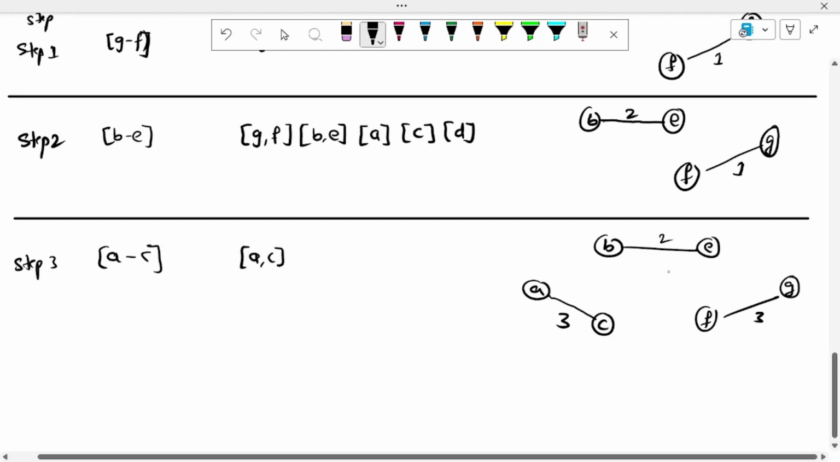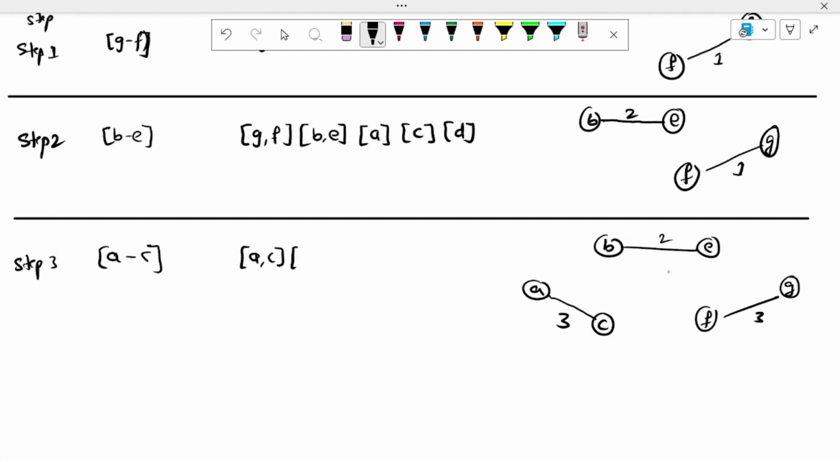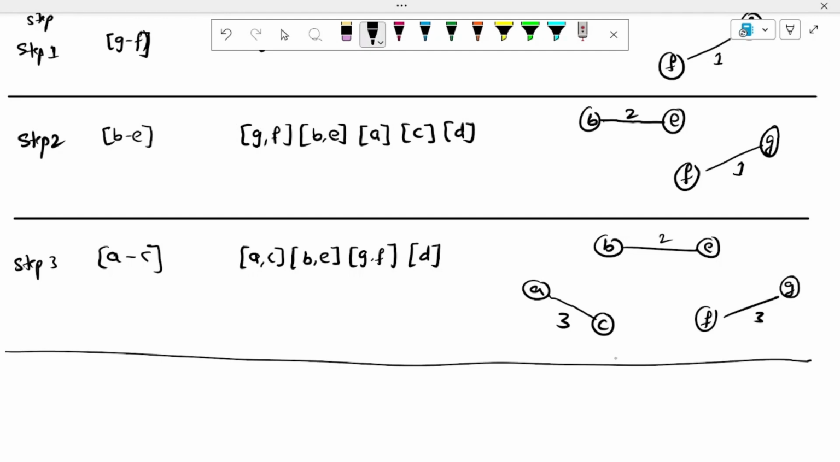A comma C I can write, and then I can write B comma E, then I can write G comma F, and then still there is someone remaining, and that is D. Now we'll go to the next step.